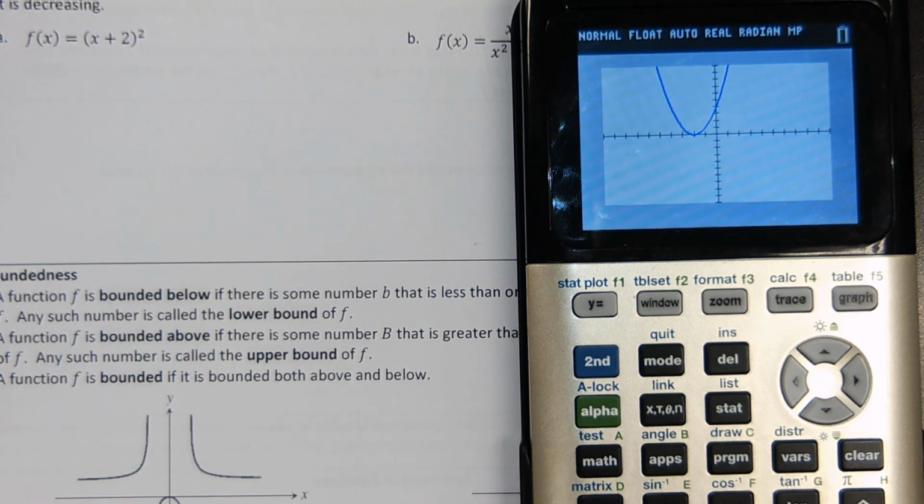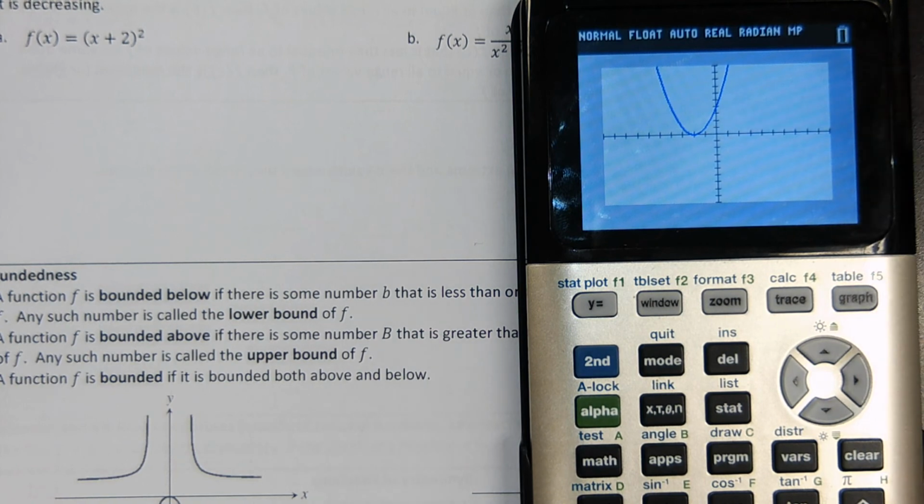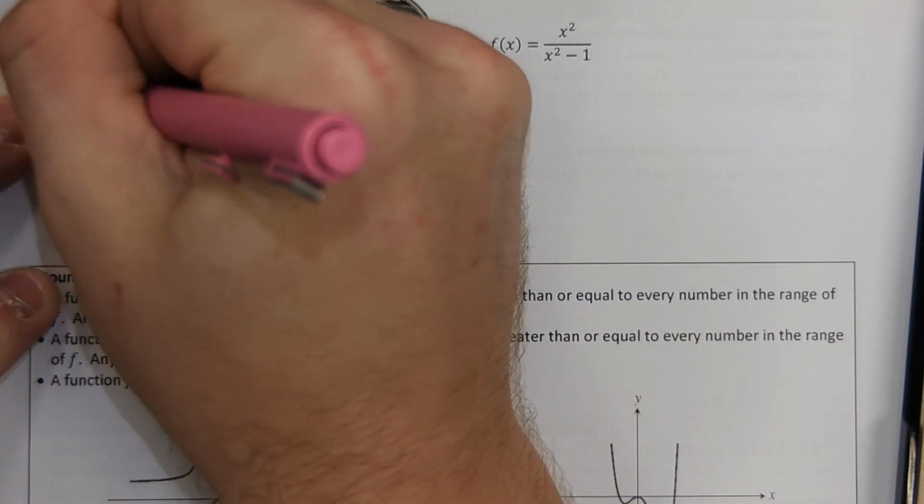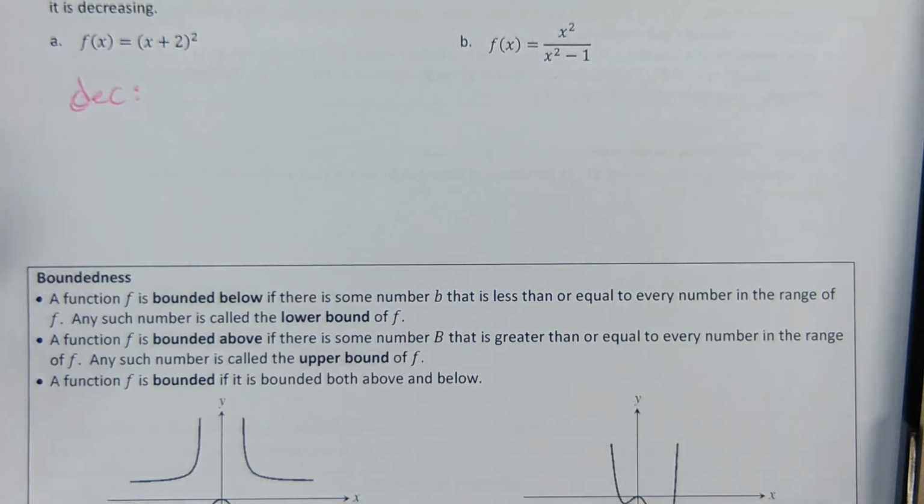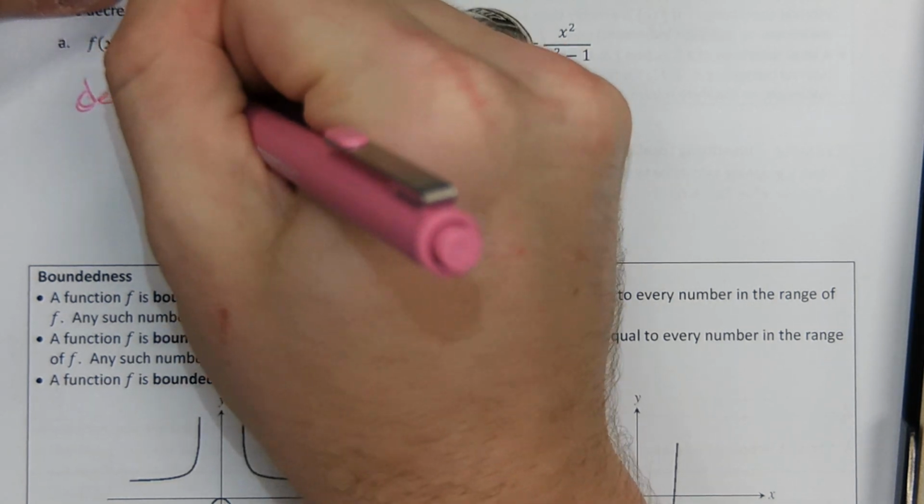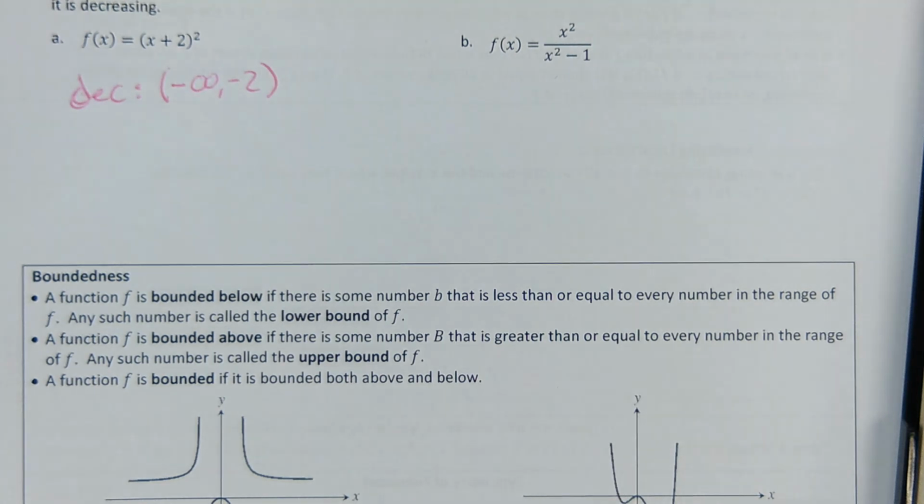So to the left of -2, is my graph increasing or decreasing? Decreasing. So we will say decreasing. And instead of saying when x is less than -2, we're going to describe all the numbers that are less than -2 using interval notation. From -infinity to -2, parentheses. I don't care if the authors say bracket, they're wrong.